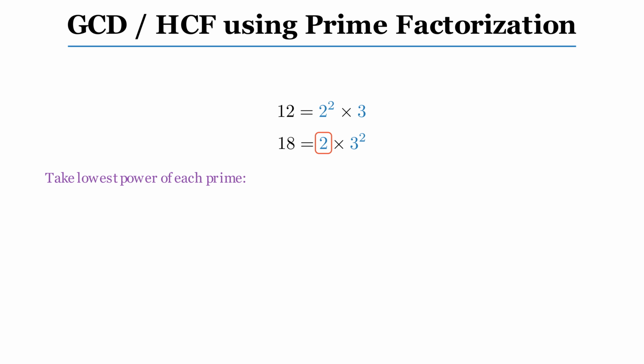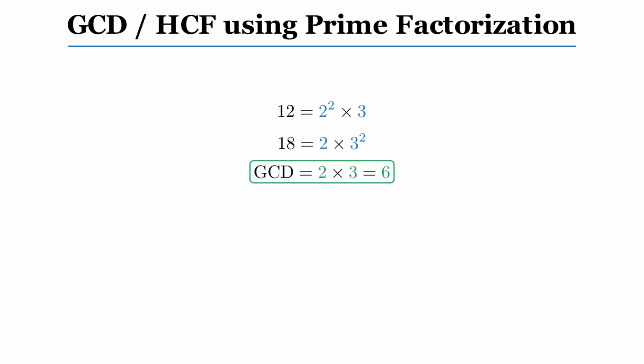The smallest power of 2 in the two factorizations is 2 to the first, and the smallest power of 3 is 3 to the first. Now we multiply them together. 2 times 3 equals 6. So the GCD, or HCF, of 12 and 18 is 6, which means 6 is the largest number that both 12 and 18 can divide exactly.